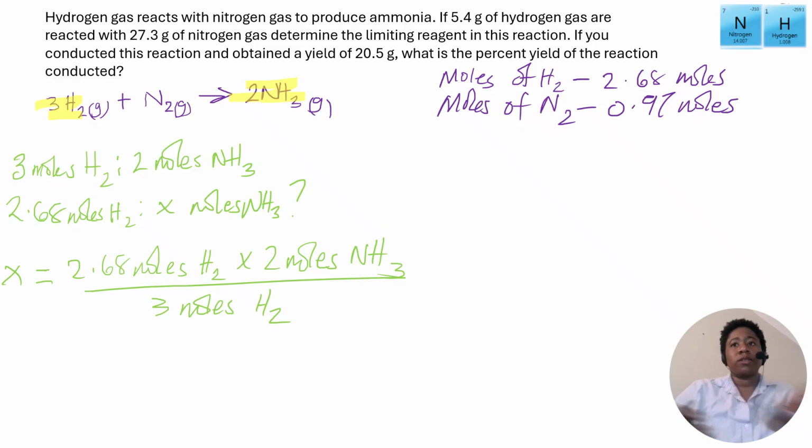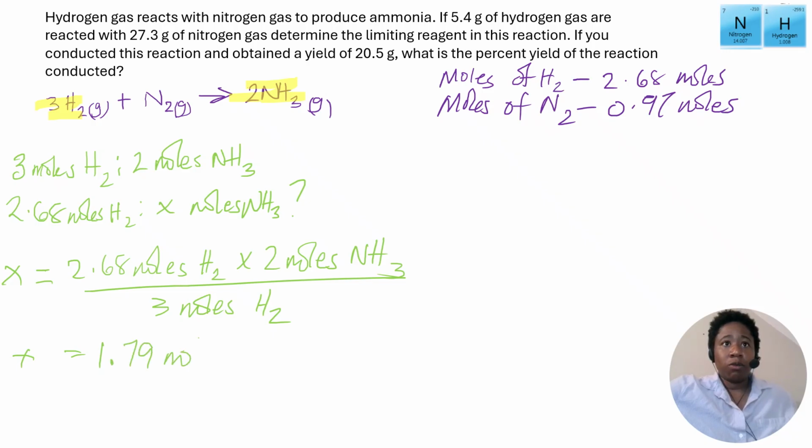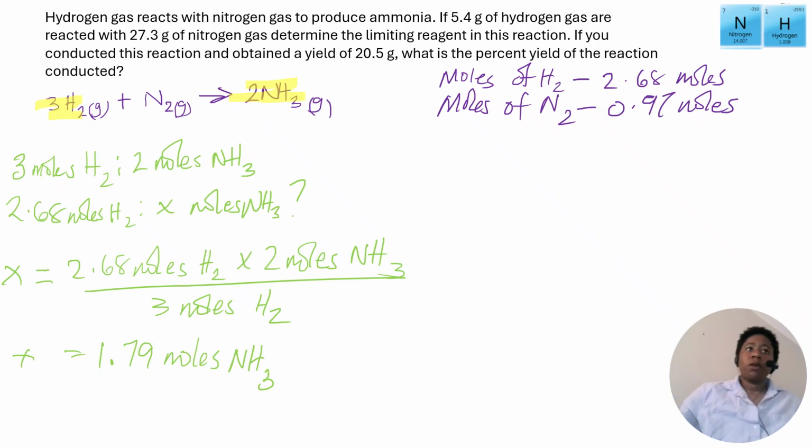So when you do your calculation, 2.68 times 2 divided by 3, that will give us 1.79 moles of ammonia. Therefore, if we react 2.68 moles of hydrogen, we will form 1.79 moles of ammonia. Let's look at the relationship now between the other reactant. So let's look at nitrogen and ammonia.